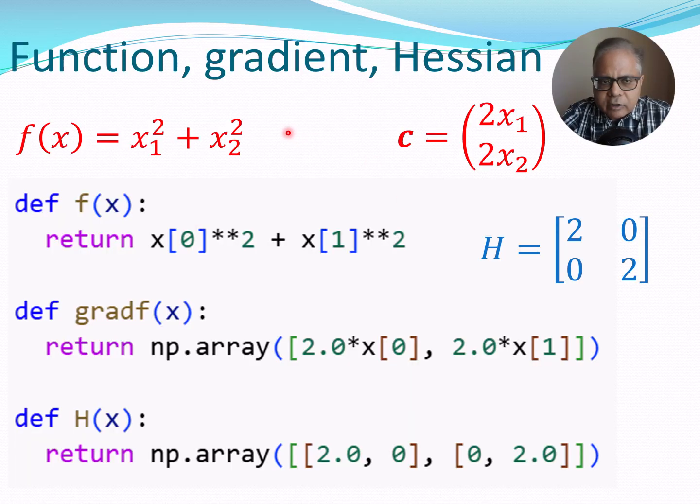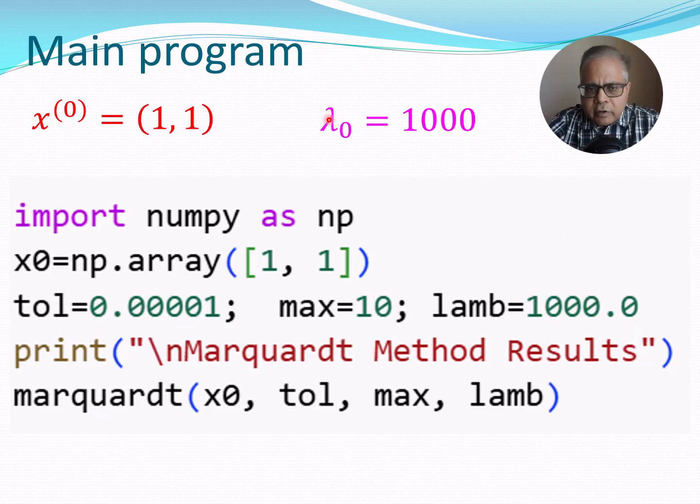So again, let's calculate the function, let's calculate the gradient, let's calculate the H matrix. So all these are coded in here as they are given. And so this is of course a very nice optimization problem. Those of you who know convexity, you know this is also a convex problem because the Hessian matrix is positive definite. It's in fact a strictly convex problem. So we would expect Marquardt method to do very well here.